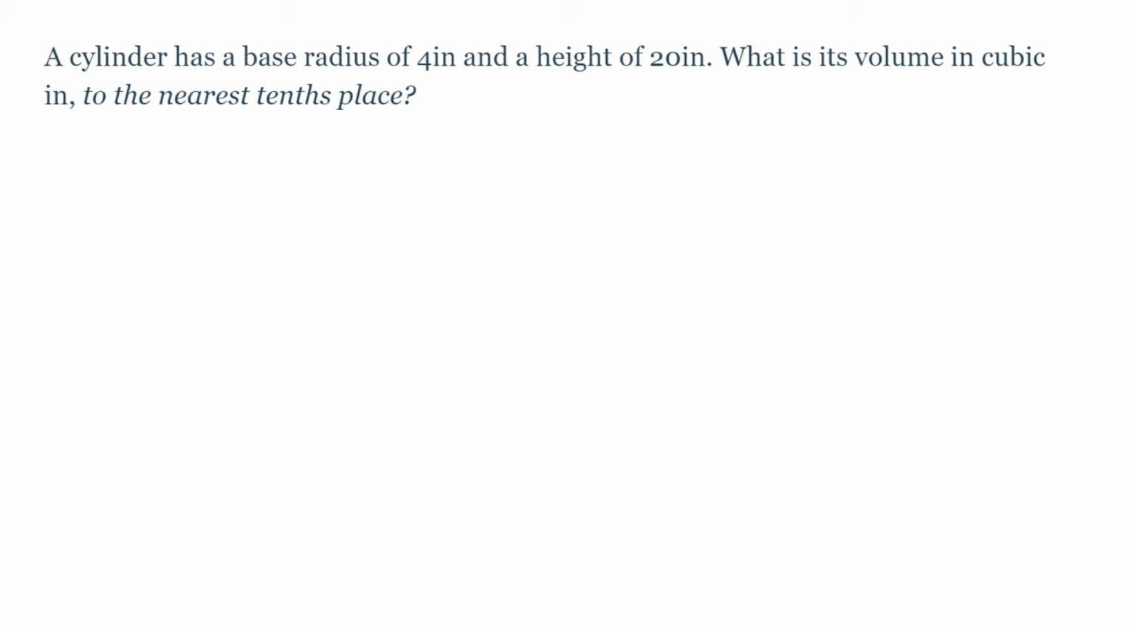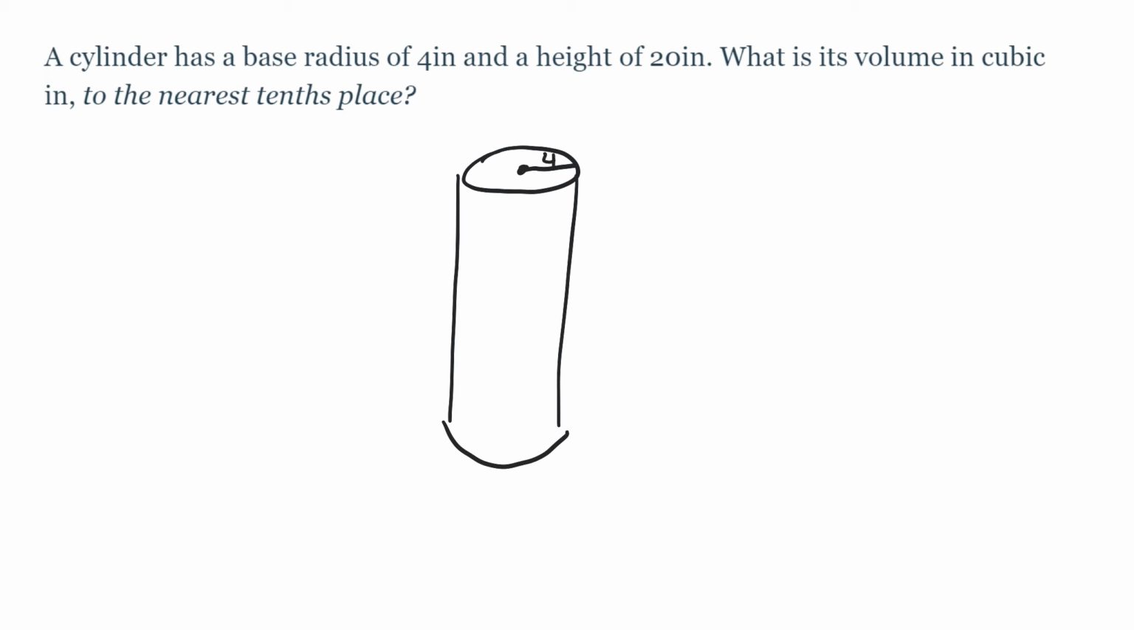So in this example, a cylinder, we're given the radius and we're given the height of 20. So we have a radius of 4 and we have a height of 20. Last one was actually a little tougher because we had to do some work turning the diameter into a radius, but remember it's base area times height.